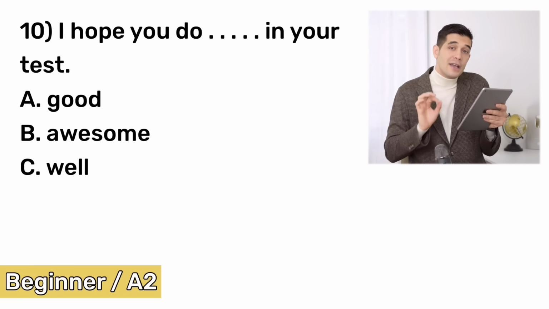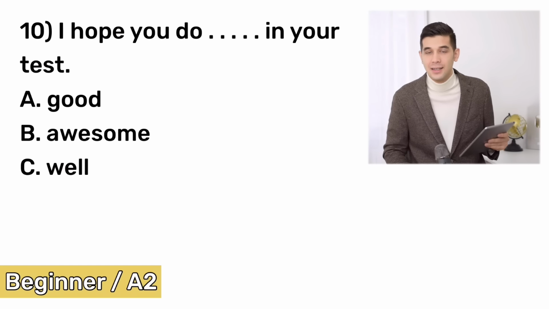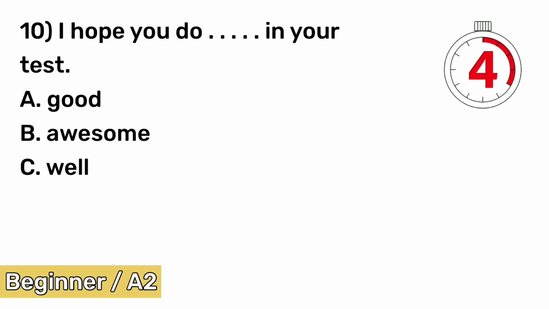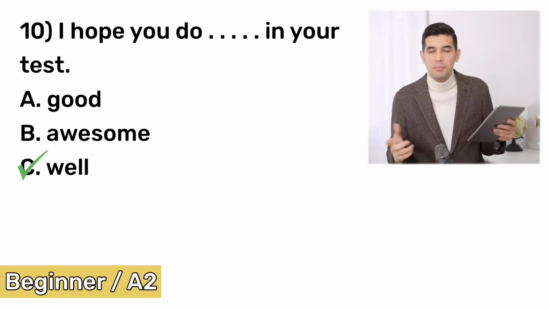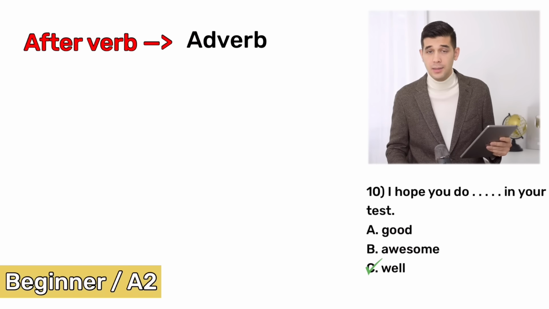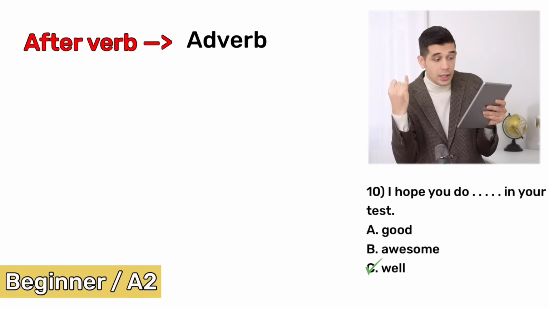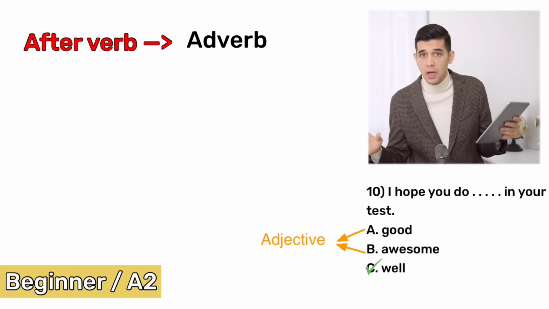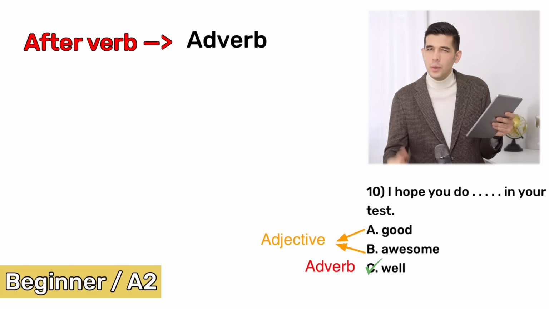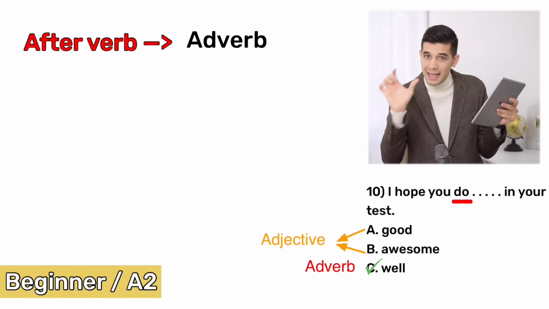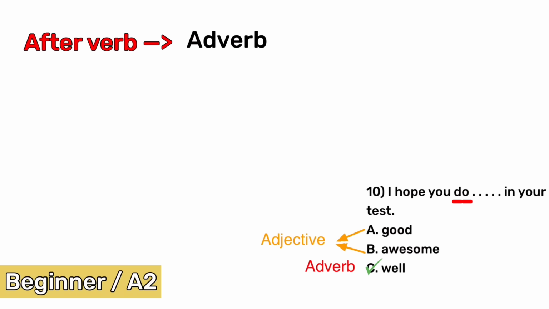I hope you do in your test. Good, awesome, well. I hope you do well. But why? After verbs, we use adverbs. All right? The three options we have are good, awesome, and well. Good and awesome are adjectives. Only well is an adverb. But why do we need to use an adverb? Because the verb do is before the gap. So the gap needs to be an adverb, well.